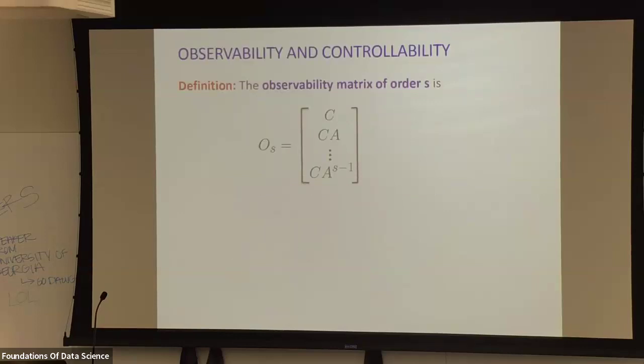But they also go back to the founding of control theory. One of them is called observability. What you do is you create this block matrix. Remember, A is my transition matrix. That's very important. And my C matrix is the thing that describes the relationship between my hidden state and the observations. So I create this block matrix that's C, CA, CA squared, and so on, out to some order S. And this is called the observability matrix.